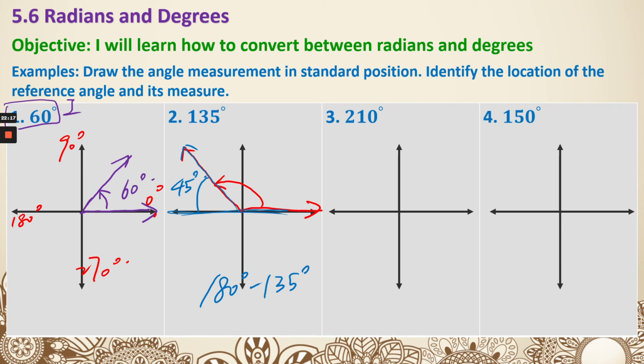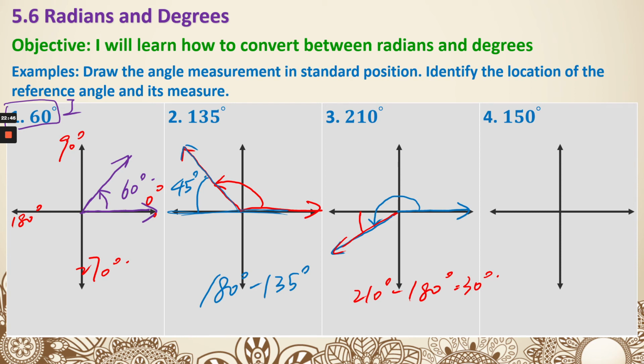That's example 2. Example 3, 210 degrees. That is clearly between 180 and 270, slightly over 180, so it's around here. This is the actual angle. Now, I need the reference angle. This is the terminal side forming an angle with the x-axis. That is 210 minus 180, which is 30 degrees.